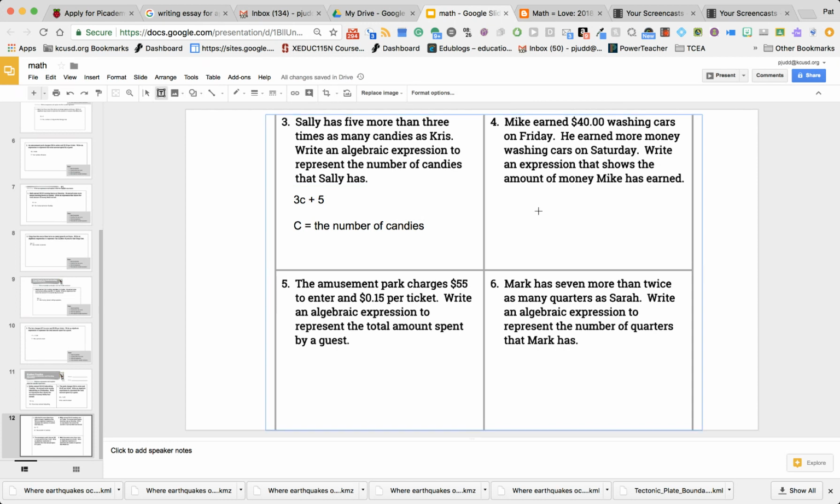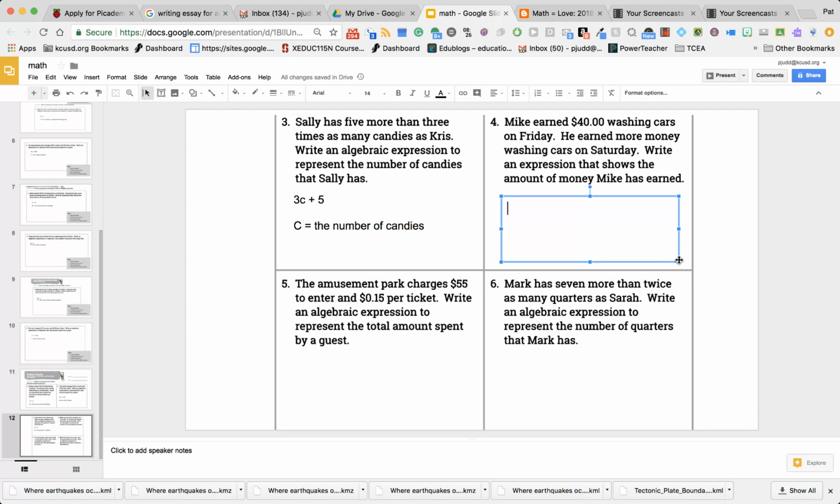And let's see this next one. Mike earned $40 washing cars on Friday. He earned more money washing cars on Saturday. Write an expression that shows the amount of money Mike has earned. Well, we know that he earned $40 on Friday, and he earned more. I'm going to put C for cars, for washing cars on Saturday. And C equals or represents the amount of money earned washing cars.